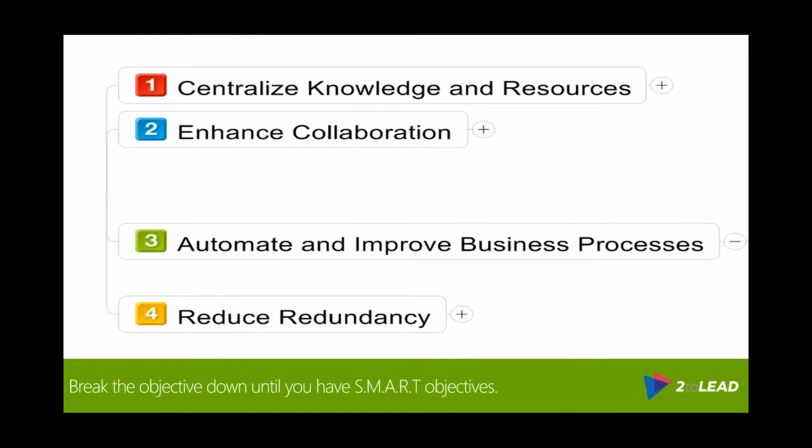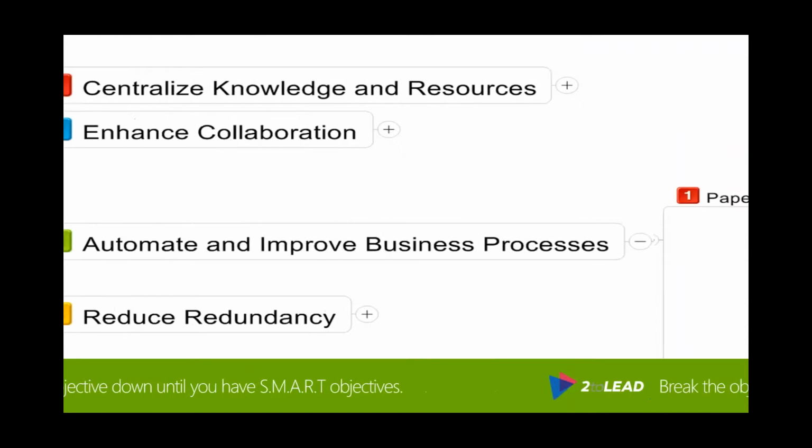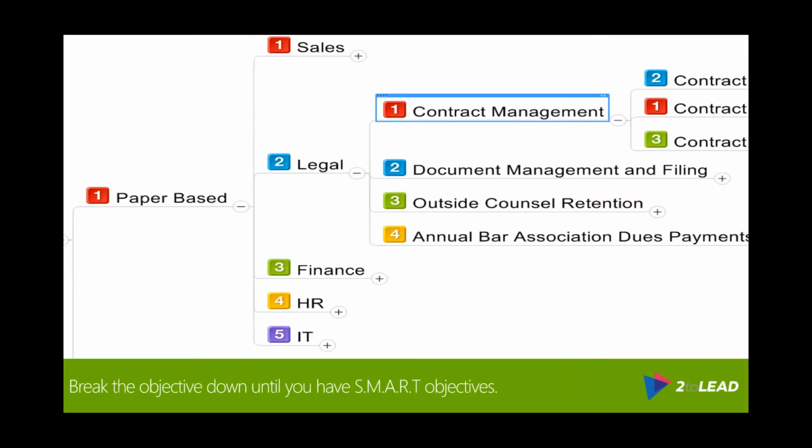So let's take one of these. I've chosen automating and improving business processes as the one we're going to dig into today. If we want to automate and improve business processes, we have to understand what kind of processes we're talking about. Are they paper-based? Are they legacy system processes? Are they something else entirely? And then once we understand those, we need to figure out who has an understanding of these processes? Who's the main group that's managing them?